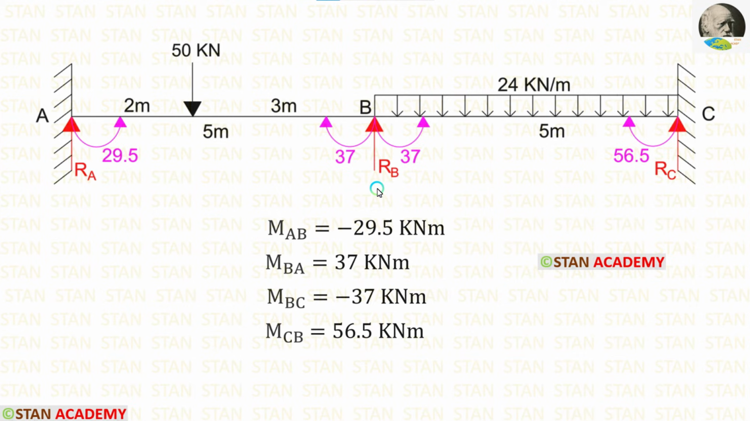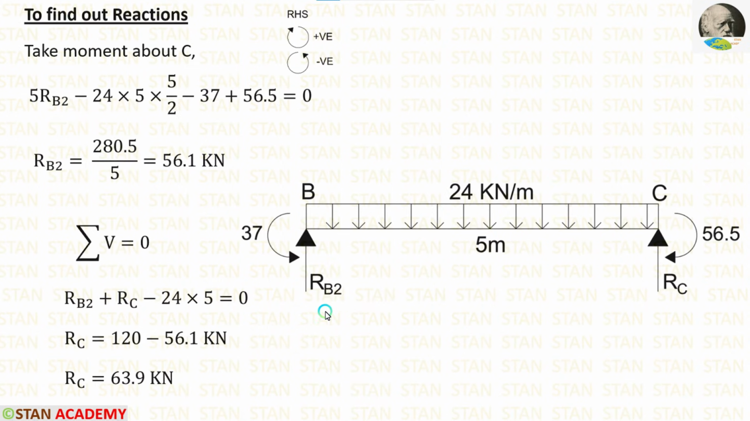Now, let us take the span BC and calculate the reactions. In the span BC, there are two moments, MBC, which is acting in the anticlockwise direction, and MCB, which is acting in the clockwise direction. In this span, first I am going to calculate RB2. For that, I am going to take moment about C.